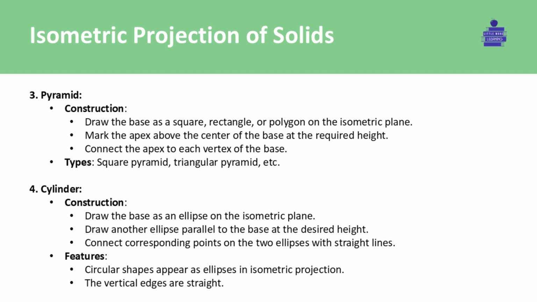Moving on to cylinders. This is where it gets interesting. In reality, a cylinder has circular ends, but in isometric projection, these circles transform into ellipses.